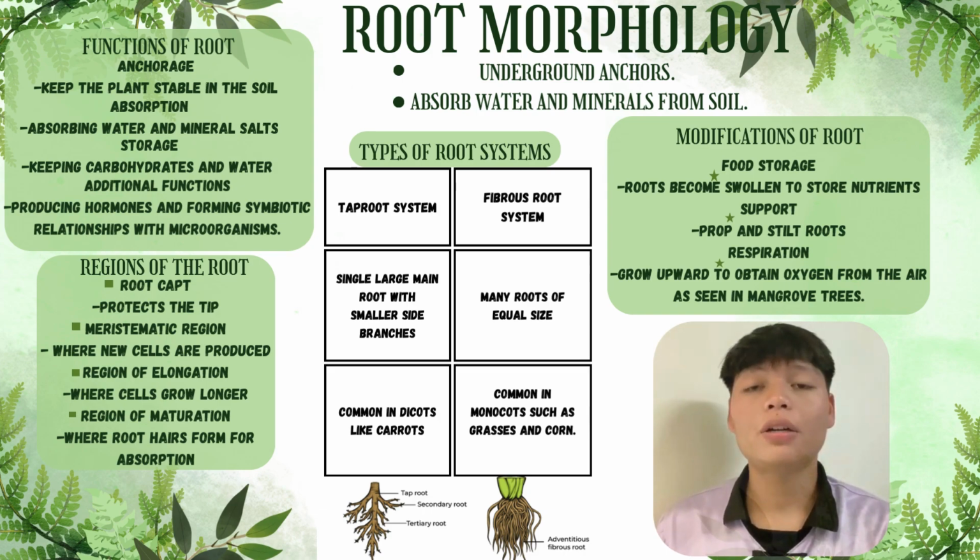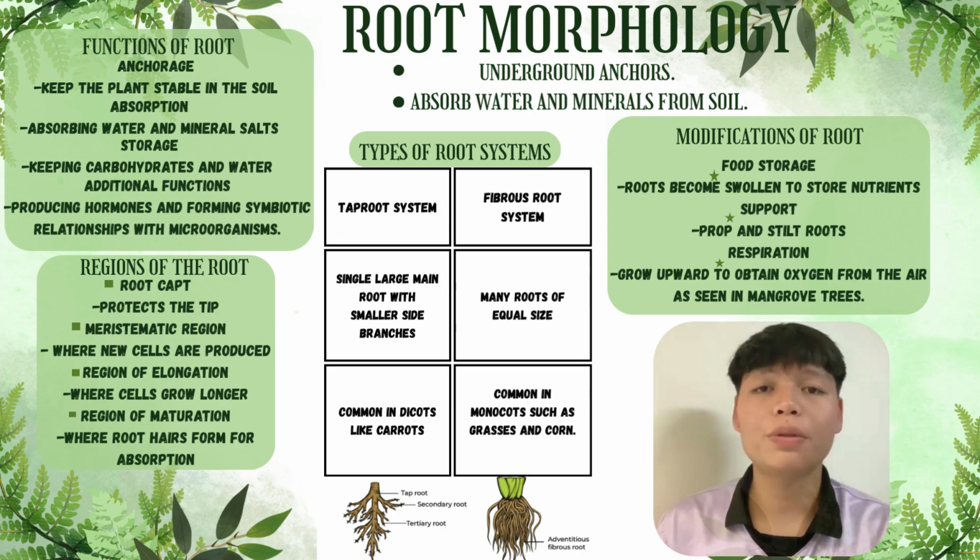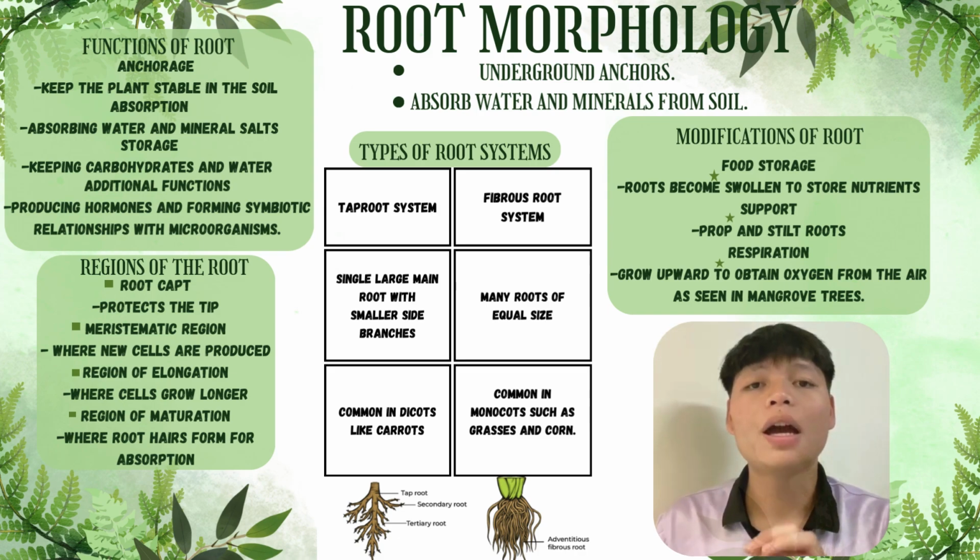Okay, today I will talk about root morphology. Roots are one of the most important parts of a plant because they absorb water, store food, and help the plant survive in difficult conditions. I'm going to talk about function of root, type of root, region of a root, and some special root modification.